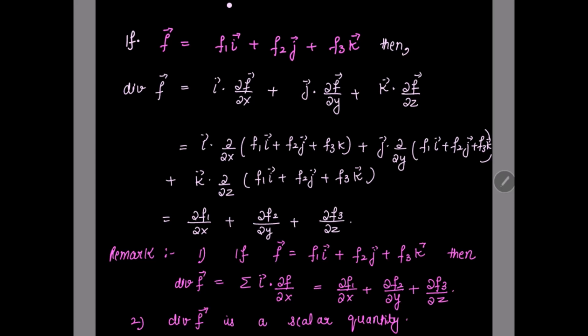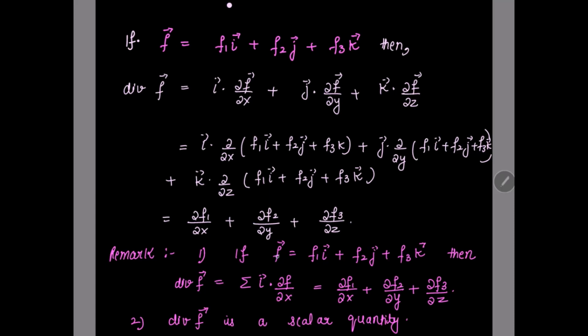So finally, divergence of f, which is the dot product of the del operator with f, is ∂f1/∂x plus ∂f2/∂y plus ∂f3/∂z. Just differentiate the components of the given vector function and sum them up.